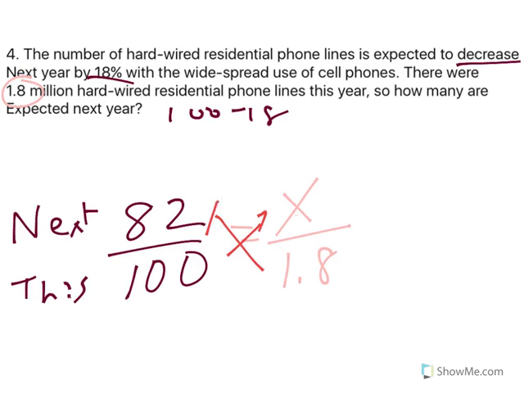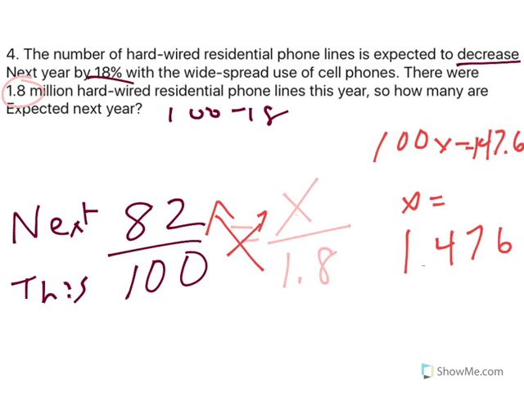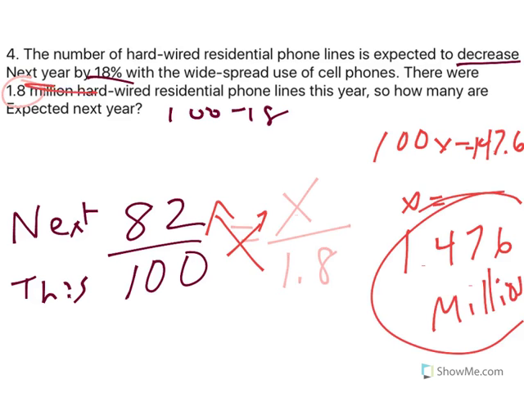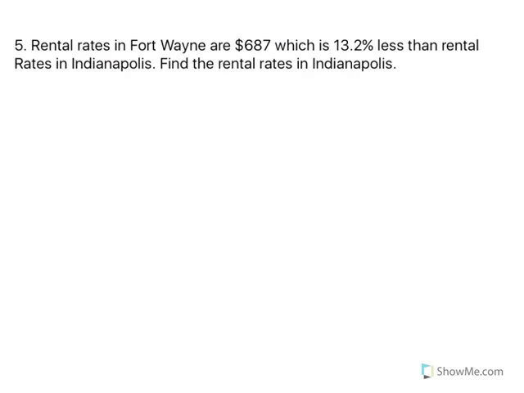We cross multiply. So 100x equals 147.6. Divide by 100, and there will be 1.476 million. Make sure you put the million on there because there's the million on that one. You've got to stay consistent. Both numbers in this proportion will have the word million slapped on the end.